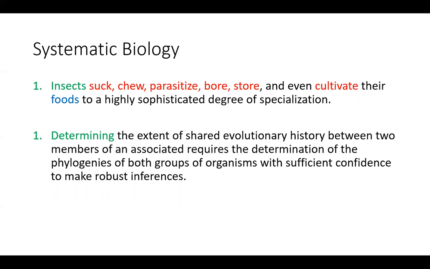And then as we continue reading, it takes us a while to get to the verb. Well, the verb is requires. So you're reading through and you're like, okay, what's the verb? What's the action? What's being done? Well, the verb is required. And if you look between determining and requires, it says the extent of shared evolutionary history between two members of an associated. And there should even be group in there, probably, but regardless.